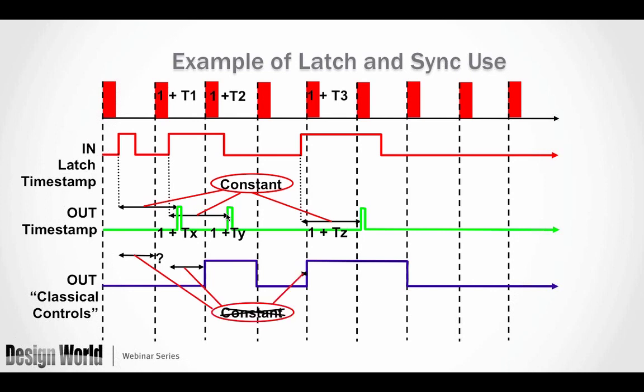So with classical controls, we don't have the constant reaction. And plus we can miss events that occur in between. And this is just digital.